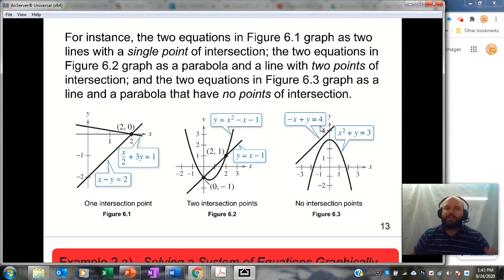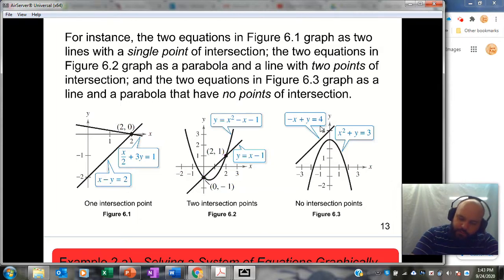And you can see that with this parabola being crossed by a line, there are actually 2 points of intersection. There's this point right here, which is (0, -1), and then there's this point right here, which is (2, 1). Both of those points are considered solutions to the system.